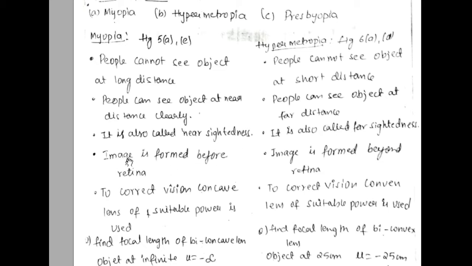Here image is formed before the retina. Ante in myopia image will form before the retina. In hypermetropia image is formed behind the retina. Next we have to correct. So to correct, here we will be using a concave lens, and here we will be using a convex lens.